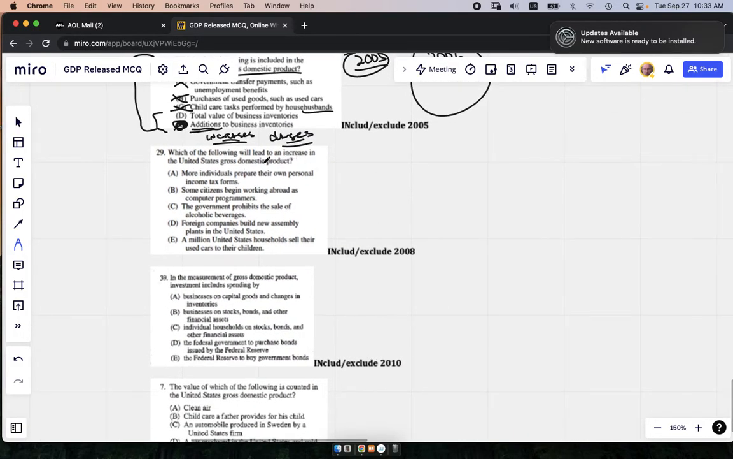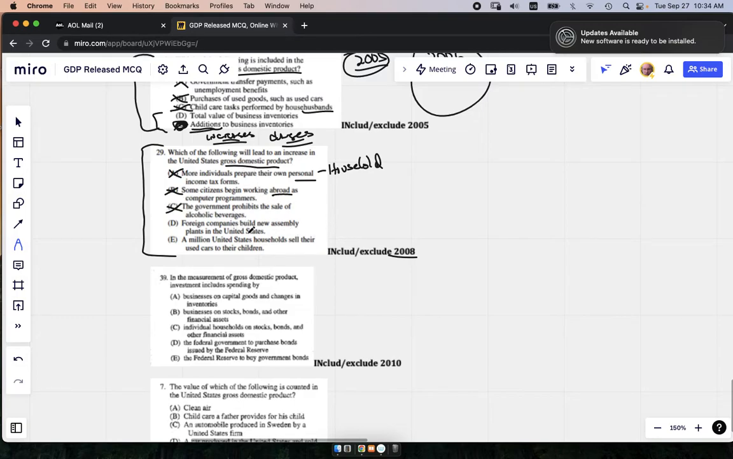Which of the following will lead to an increase in GDP? Same question, different year. All right, go ahead, stop it. Find your right answer. More individuals prepare their own personal income tax forms. So isn't this household production? Does the government know that I performed my own tax forms? Well, they probably do, but they're not counting it toward GDP. Some citizens begin working abroad, not produced in our country, can't be counted. The government prohibits the sale. There's just no sales, so that wouldn't increase GDP.